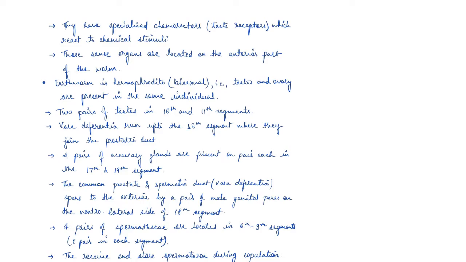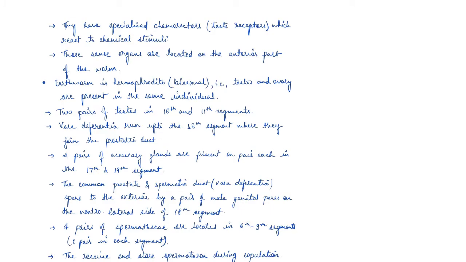Now, all these sense organs are located towards the anterior end. Remember that, the anterior part of the earthworm. Now, we are talking about the reproductive system. Earthworm is hermaphrodite. It is bisexual. So the earthworm has testes as well as ovaries, the male as well as female reproductive system. Now, these are present in the same individual, right?